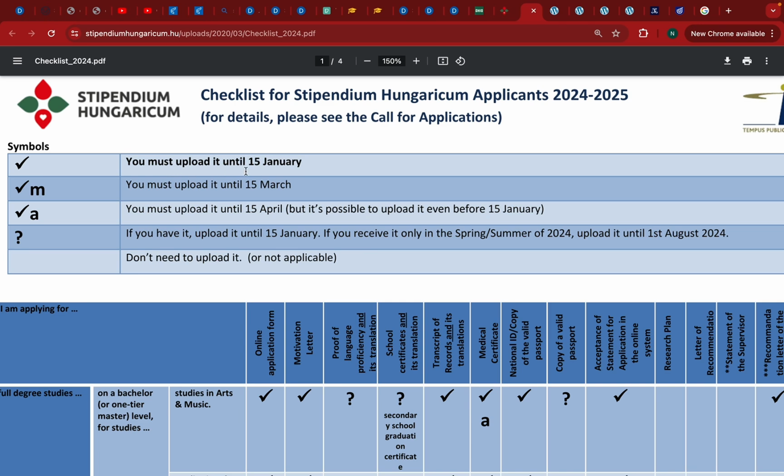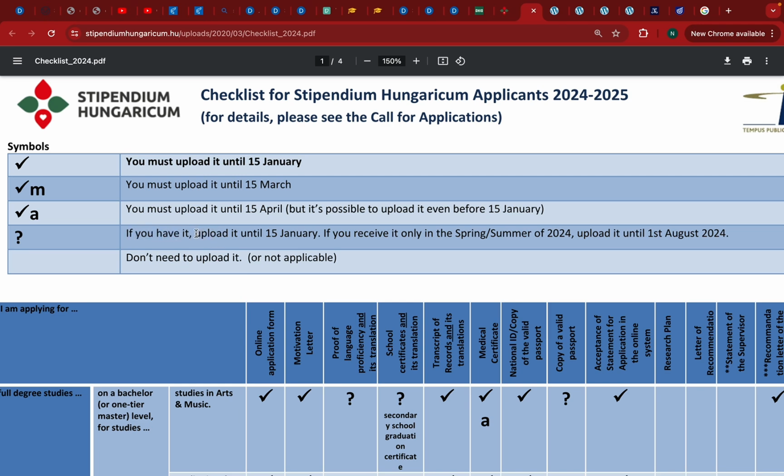The first symbol means that you must upload it until 15th January, and then the second symbol, that is the check mark with an M, means you must upload it until 15th March. So wherever you see that check mark, upload it until 15th March. And the one with an A means that you have to upload it until 15th April. But it's possible to upload it even before 15th January. So if you have it before 15th January, you can upload it during the application.